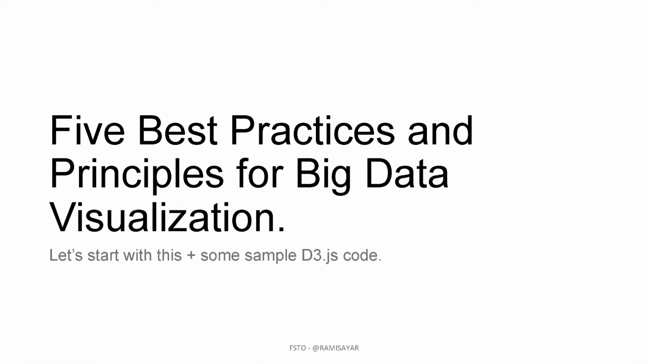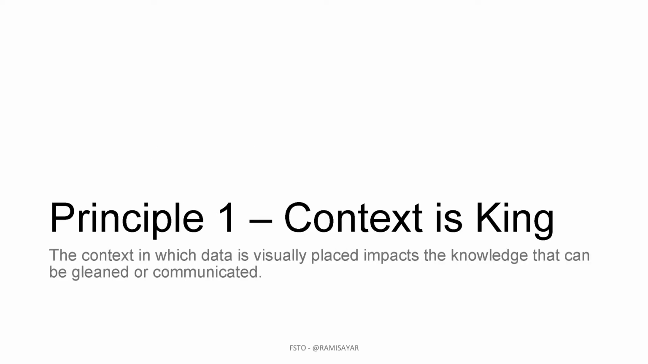Okay, great. So now that we've seen a rough, 5-minute introduction to how D3 actually works, let's talk a little bit about the principles that you might need for creating good data visualizations. The first principle I really want to share is that context is king. The context in which data is visually placed impacts the knowledge that you can communicate. So where you put that data, what context it's in, how that data is placed really has an effect.